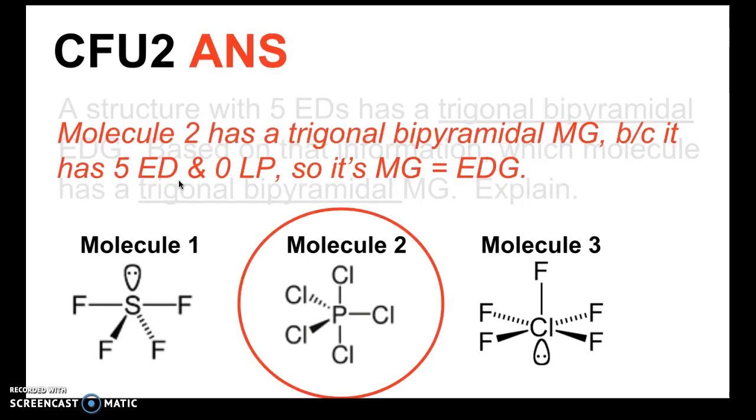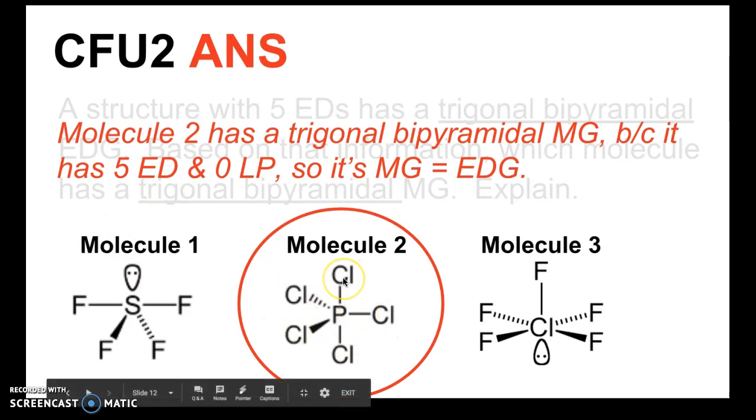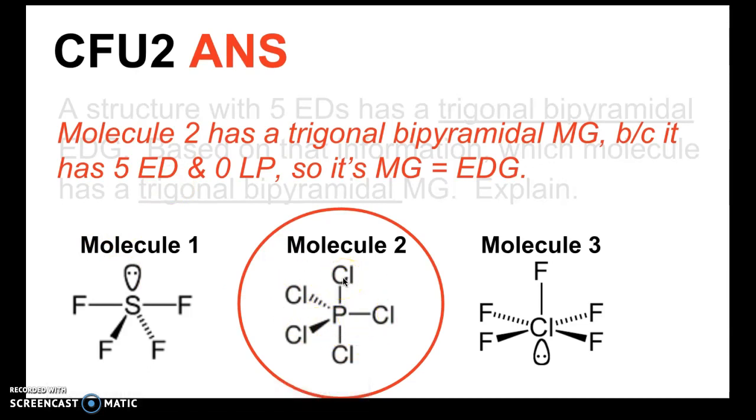Okay, the answer to that is molecule 2. So let's take a look at why. Molecule 2 has 5 electron domains and 0 lone pairs. So we already know that something that has 5 electron domains has a trigonal bipyramidal electron domain geometry. Because molecule 2 has 5 electron domains and 0 lone pairs, its molecular geometry will match its electron domain geometry.